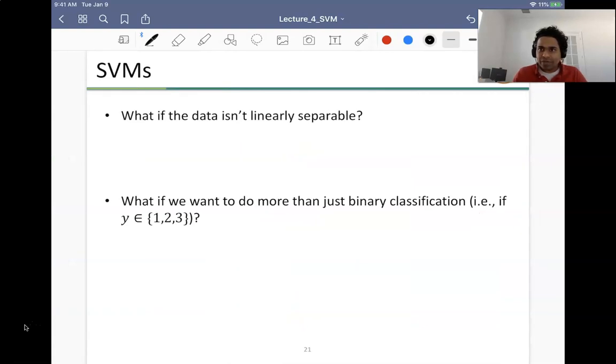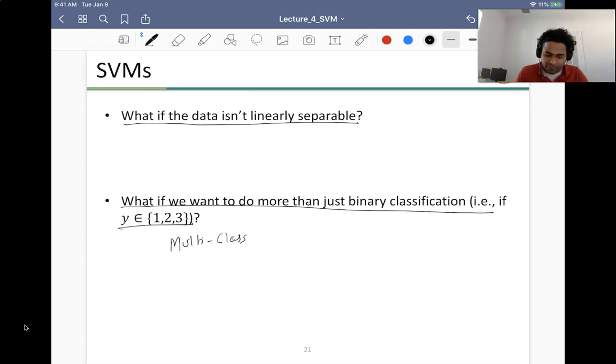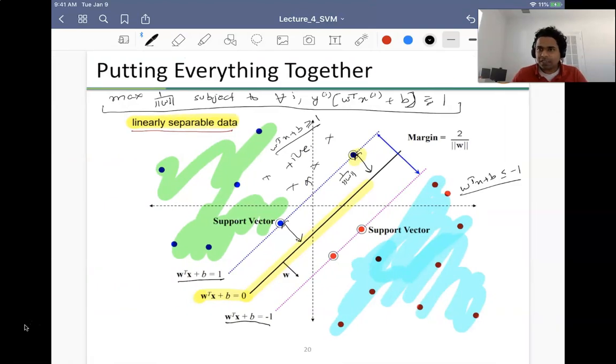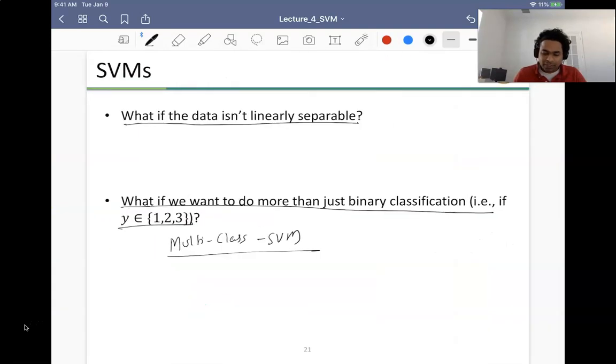There are two questions that we look at. We won't answer the question of non-separable data right now; we'll answer it in lecture 6 on how to deal with non-separable data. In this part we'll do two things. We'll first study extensions to multi-class SVM. So far we saw how to formulate an SVM for binary classification, but now we shall look at extensions to multi-class classification.